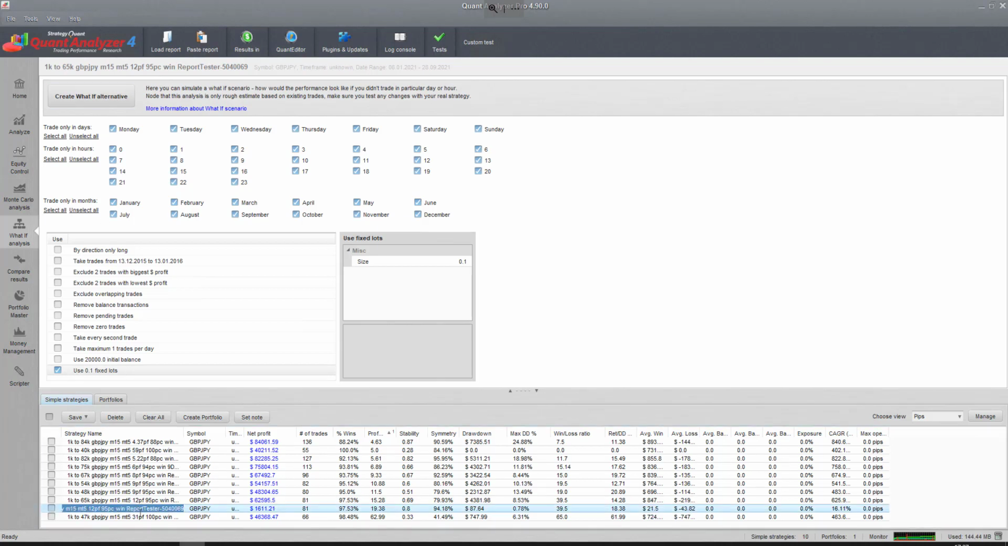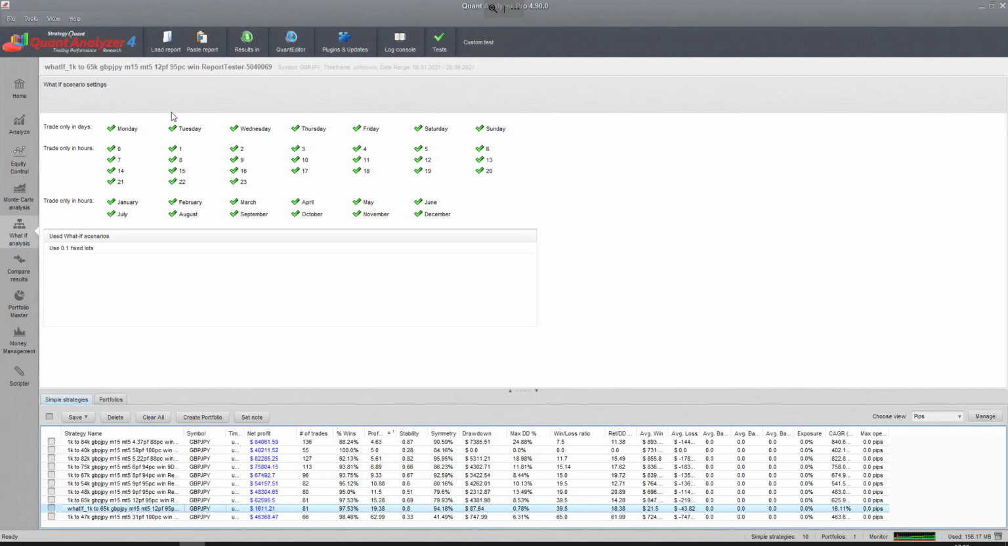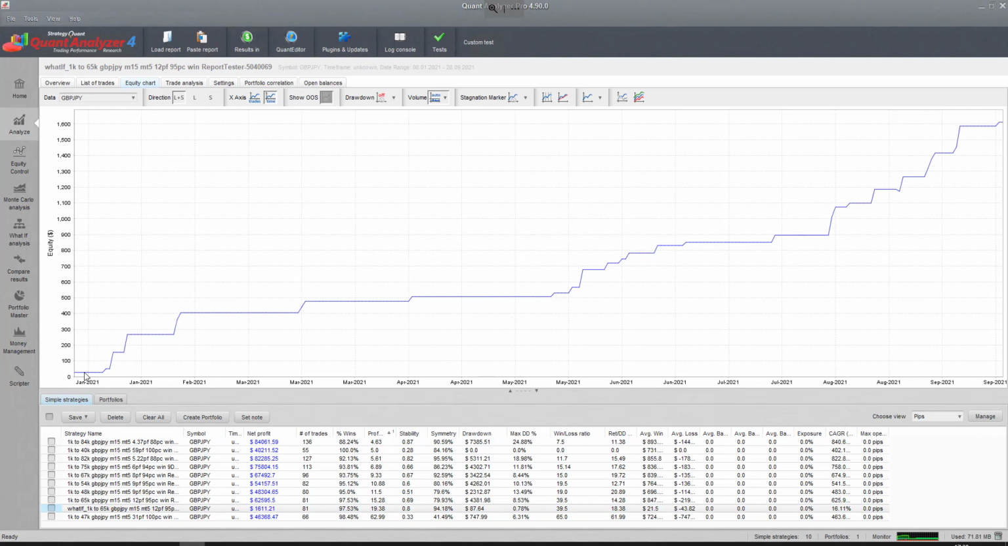Let's have a look at this one. Also, quite a few of the stats are the same. The stability would be quite interesting, especially when you're running fixed lots. So this is the 0.1 fixed lot size for the 1K to 65K. You can see it's gone up. There seems to be almost like a month where it hasn't done anything, then you get some flow of activity. Okay, so that's that one.